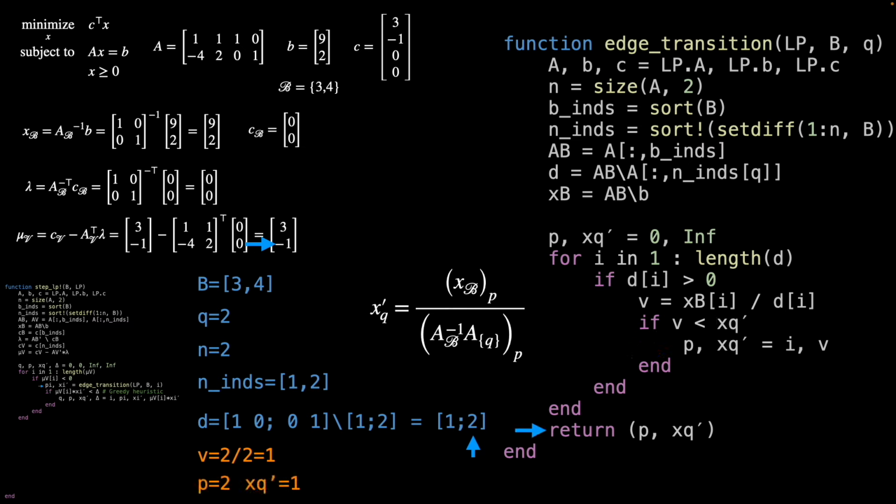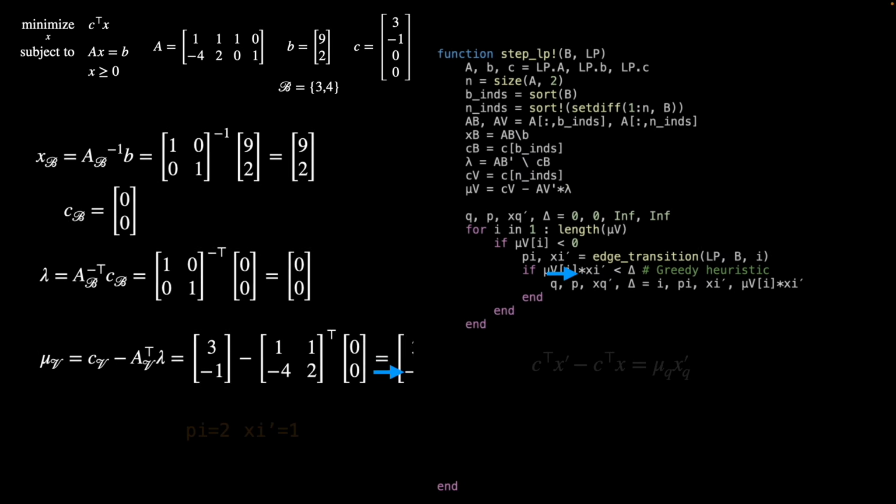Now we finish this for loop, so we're going to return the current P XQ prime pair that we found. And this is the minimum XQ prime. Additionally, we're also returning the P that corresponded to that minimum ratio. This finishes our edge transition function. Now we can return back to our step LP function, and we'll return the P XQ prime pair that we found.